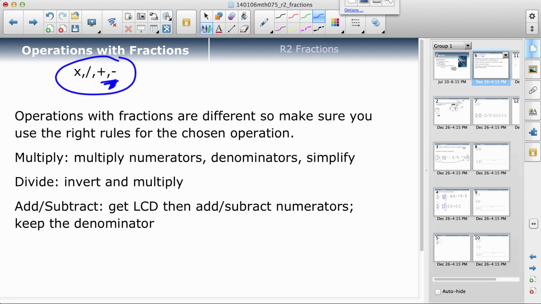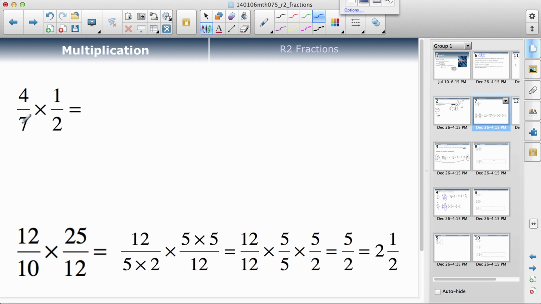Adding and subtracting are basically the same rule, although you add or subtract the numerators. But multiplying and dividing are slightly different. And there's a big difference between multiplying and dividing versus adding and subtracting. So make sure you know which one you're doing when you're doing the question. Okay, so let's try a couple. Here's one where we're multiplying.